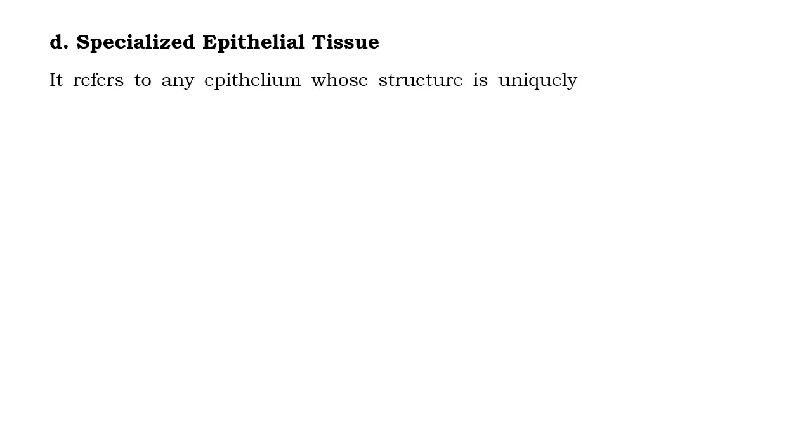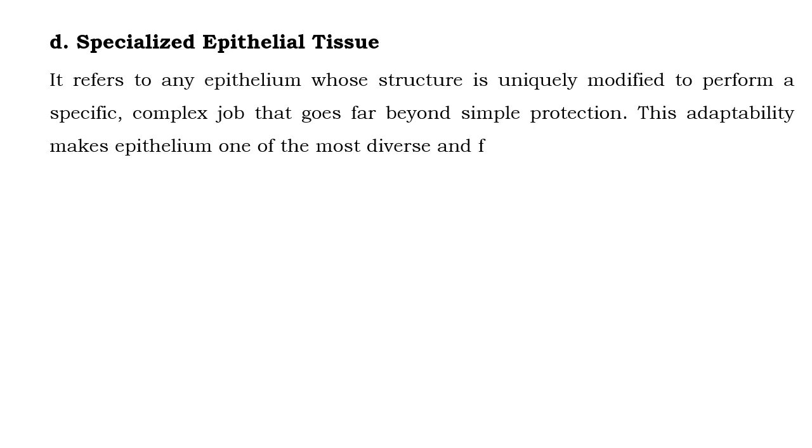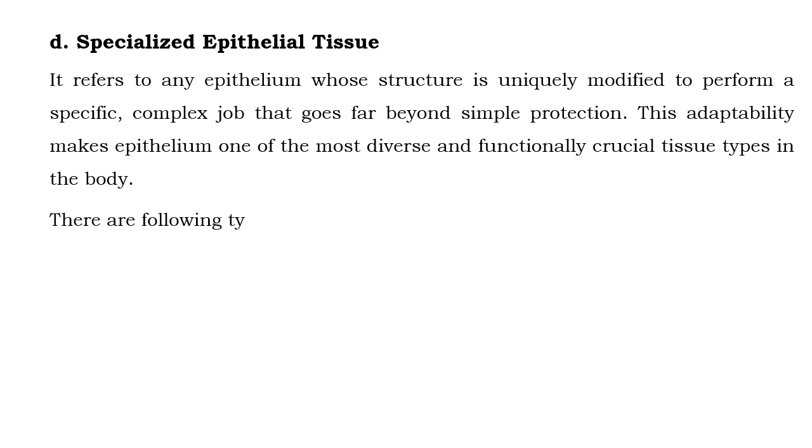Specialized epithelial tissue. It refers to any epithelium whose structure is uniquely modified to perform a specific complex job that goes far beyond simple protection. This adaptability makes the epithelium one of the most diverse and functionally crucial tissue types in the body. There are the following types of specialized epithelial tissue.